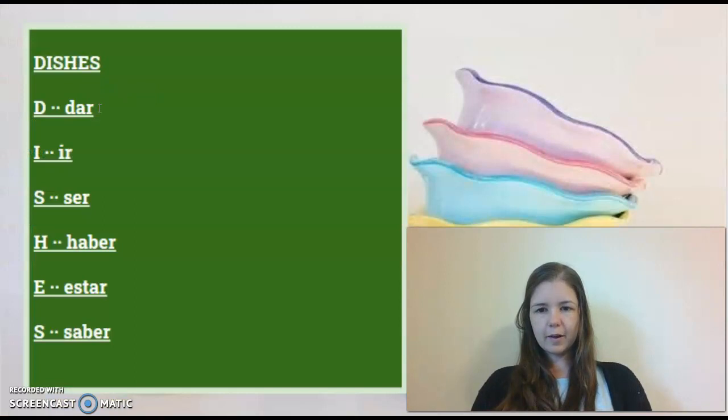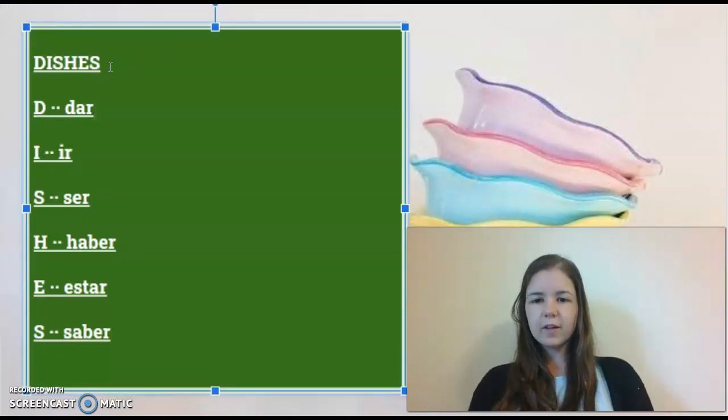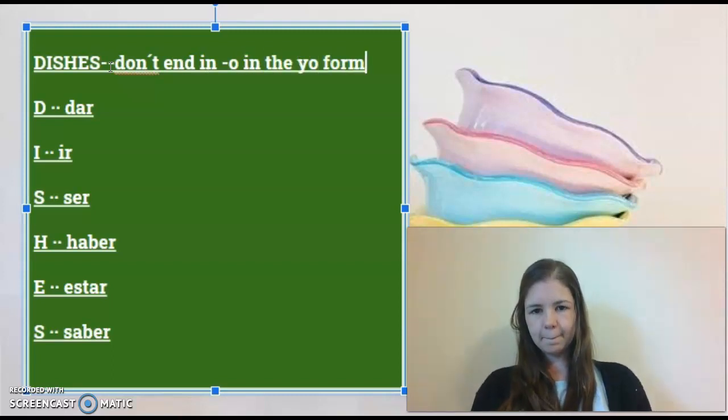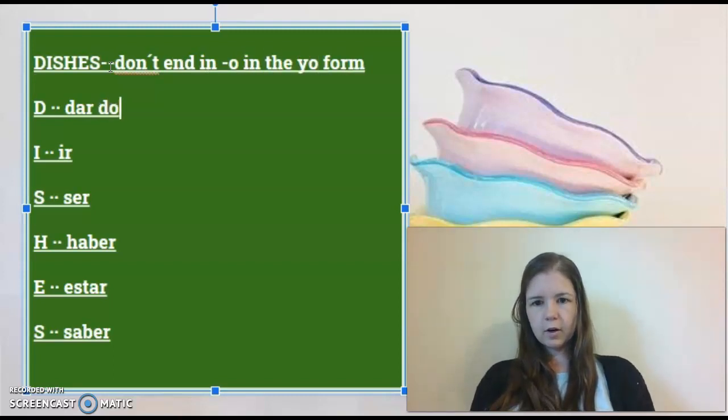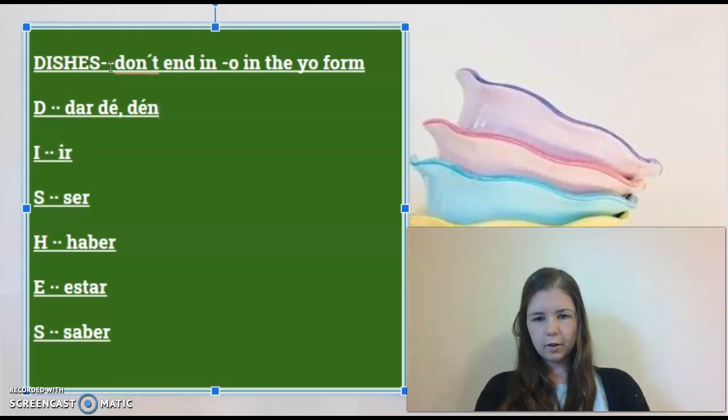Another irregular topic we did with tú negative was the dishes verbs. These verbs were ones that don't end in o in the yo form. So for dar, the yo form is doy. With tú commands we had des. Now with usted commands we get rid of that s for usted. And then it would end in den for the ustedes ones.